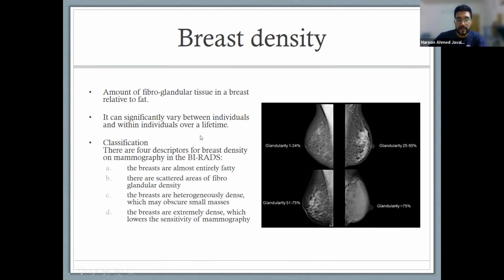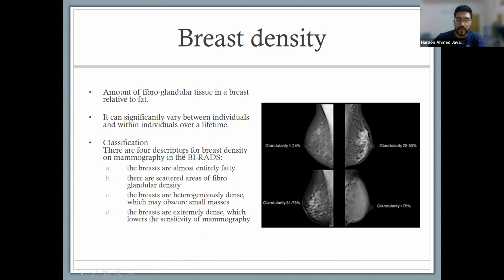So again, they talked about how it changes over the lifetime. So they get more fatty over the lifetime and less glandular. And when they become more fatty, it's easier for us to be able to find changes on an X-ray, okay?